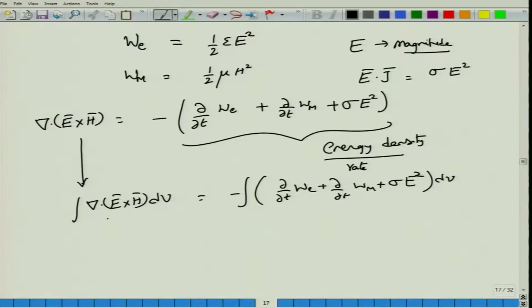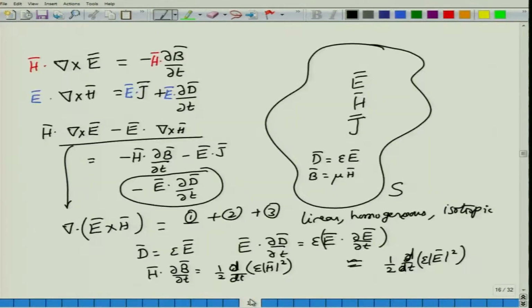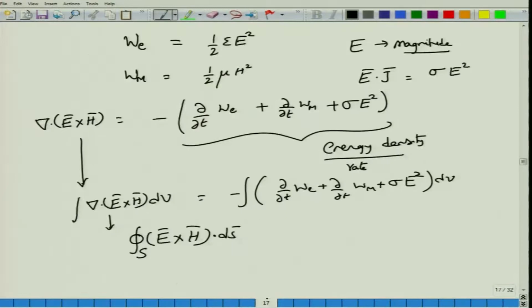I am not yet done. As I said, I apply Stokes theorem to this one and convert the integral of del dot E cross H dV to the integral over the closed surface of the quantity E cross H dot ds, where we considered the surface. This was the surface that we considered, and this would be the normal to the surface, and this itself had a volume of V over which we are actually integrating on the right hand side.